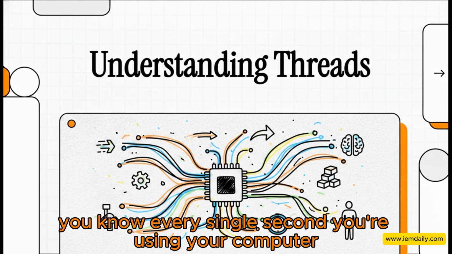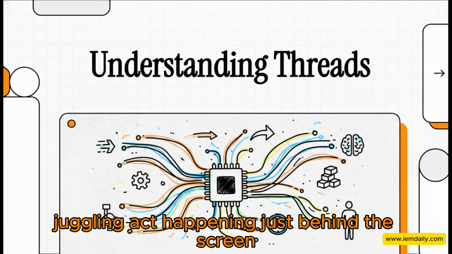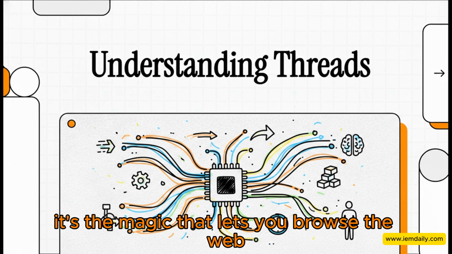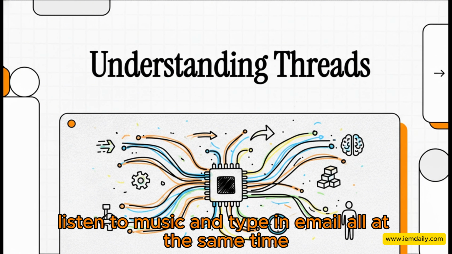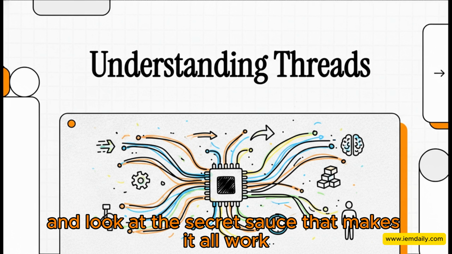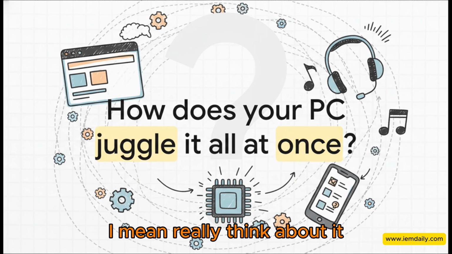Every single second you're using your computer, there's this incredible high-speed juggling act happening just behind the screen. It's the magic that lets you browse the web, listen to music, and type an email all at the same time. Today, we're going to pull back the curtain and look at the secret sauce that makes it all work: threads. Let's dive in.